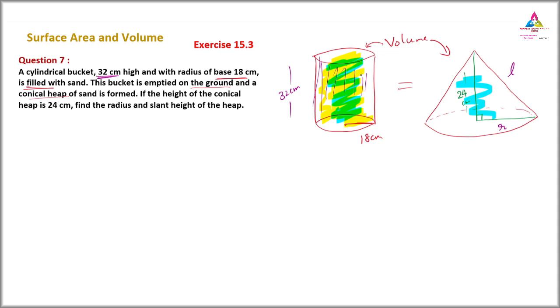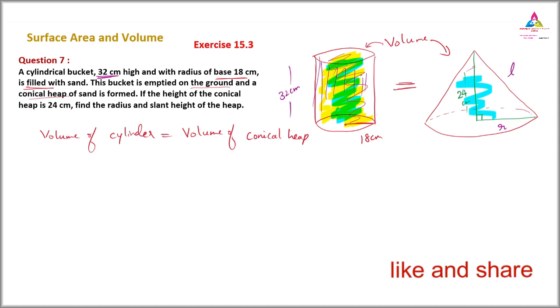So here we can write the sentence: volume of cylinder must be equal to volume of the conical heap. How much sand is inside the cylinder, how much is filled, will be equal to this sand. So the volumes will be equal.